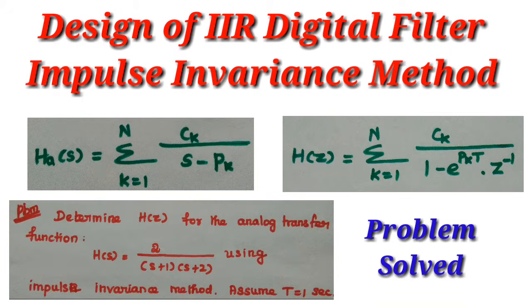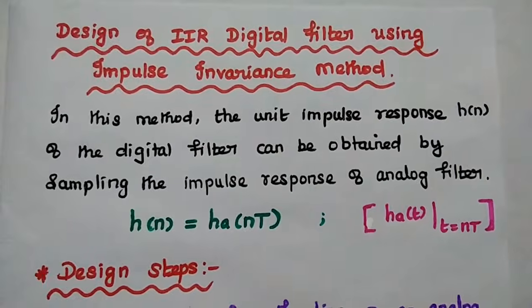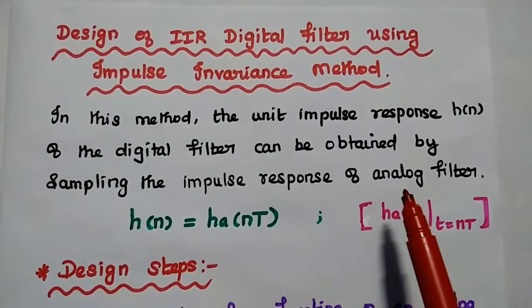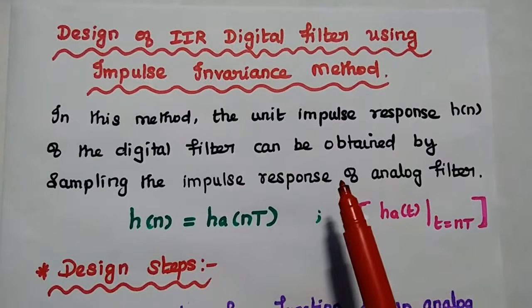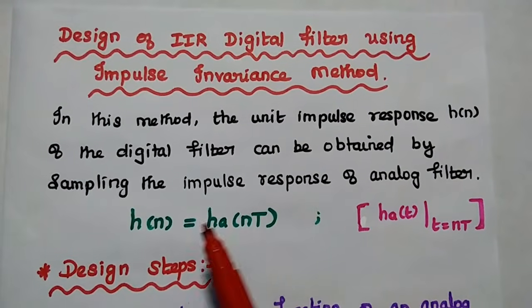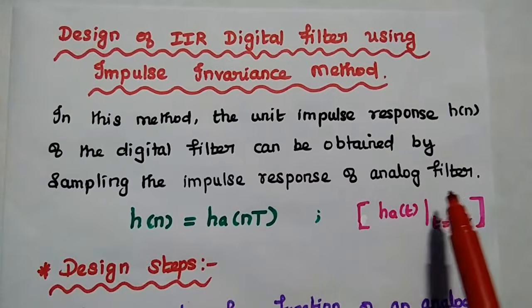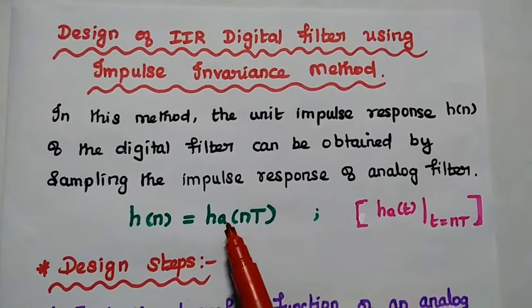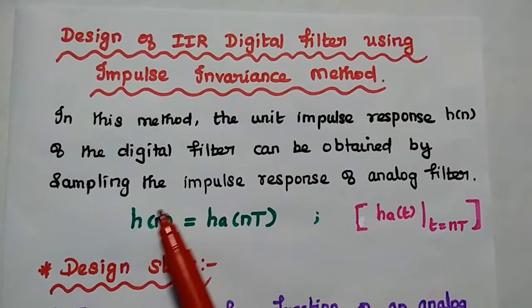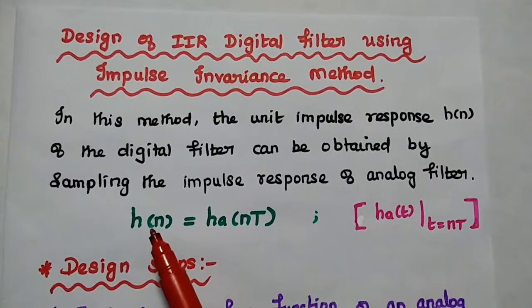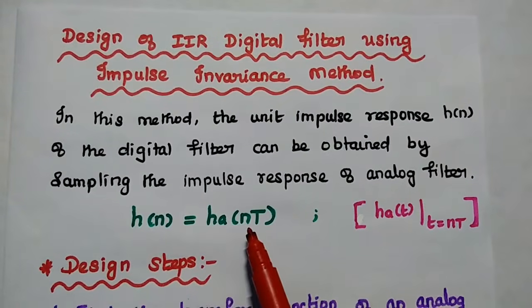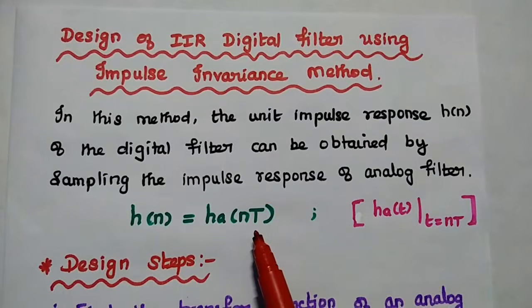Dear students, now we are going to discuss the design steps of an IIR digital filter using impulse invariance method. In impulse invariance method, the unit impulse response of the digital filter can be obtained by sampling the impulse response of an analog filter. It is given as h(n) = HA(nT), where h(n) represents the impulse response of the digital filter. HA(nT) represents the sampled version of the analog filter's response.